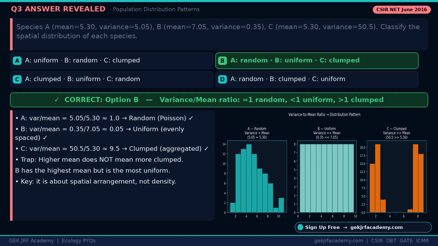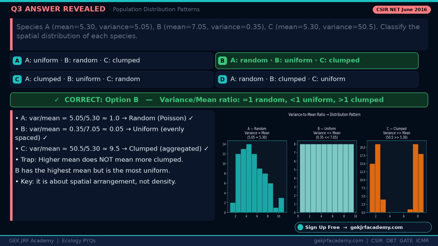Species A. Variance 5.05 is approximately equal to mean 5.30. Random distribution. When variance is much less than the mean, individuals are evenly spaced. Uniform distribution. Species B. Variance 0.35 is much less than mean 7.05.